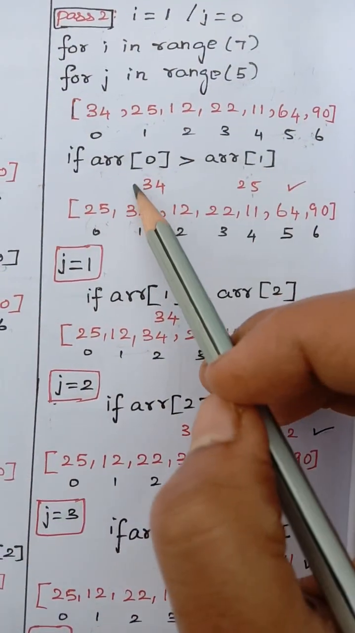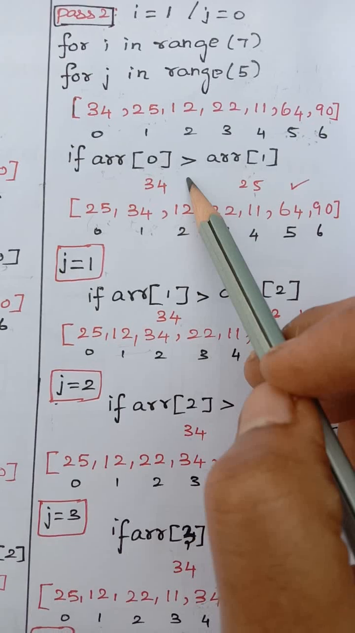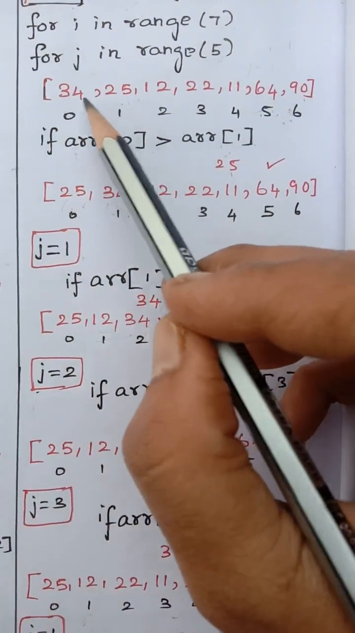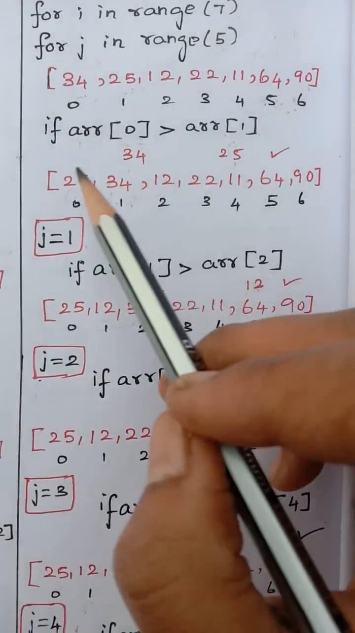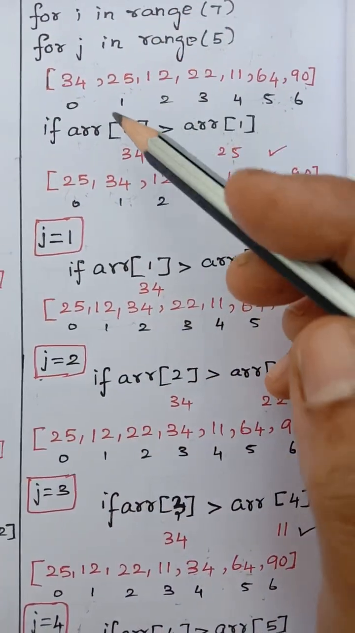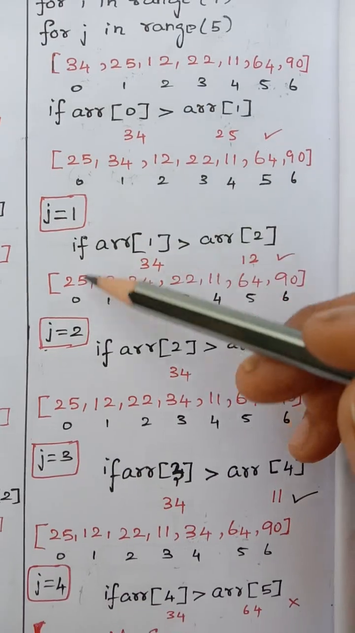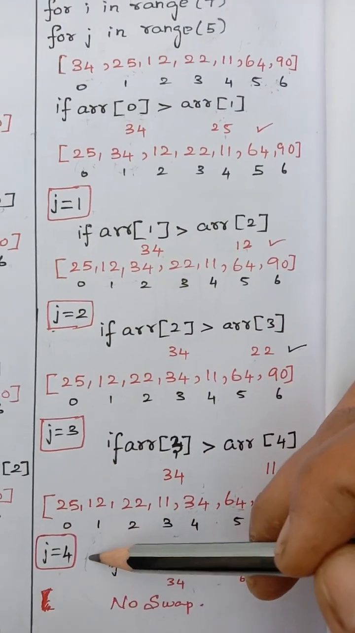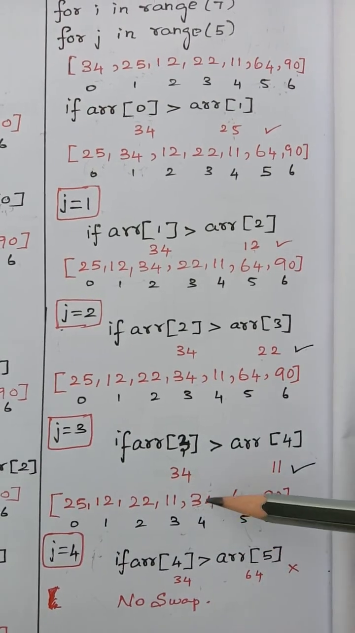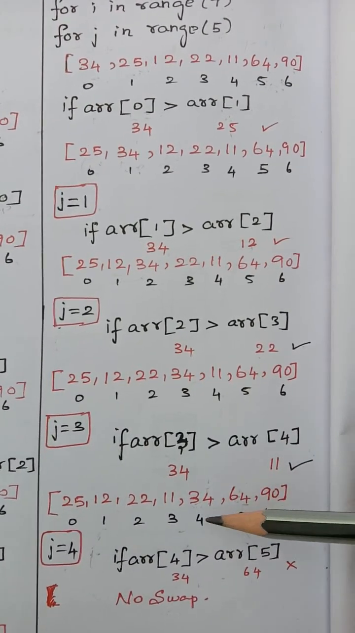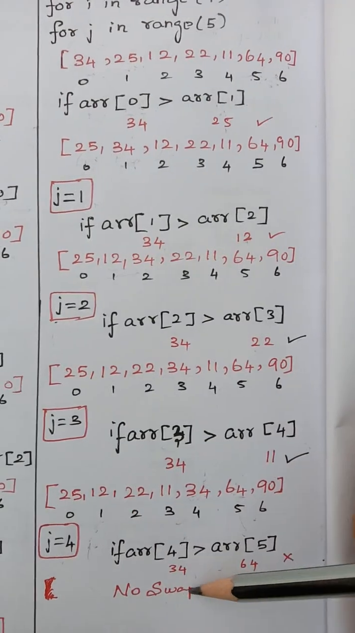So check the condition: if arr[0] greater than arr[1]. What do we have in 0? 34. 34 is greater than 25. So the condition is satisfied, swapping occurs. This process repeats till j equal to 4. What do we have at j equal to 4? arr[4] greater than arr[5]: 34 greater than 64. The condition is not satisfied, so no swapping occurs. Pass 2 is over.